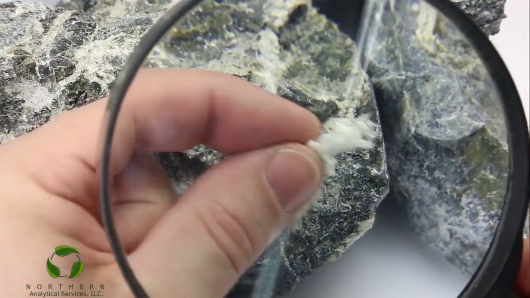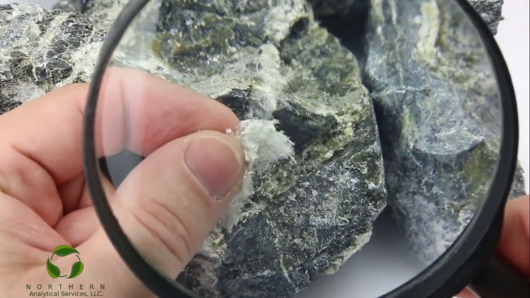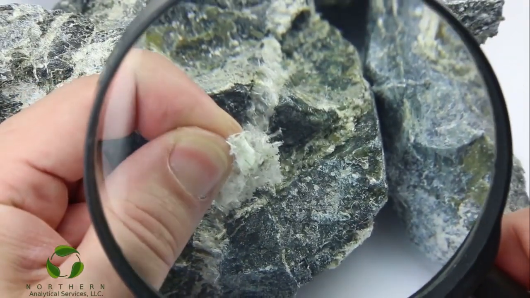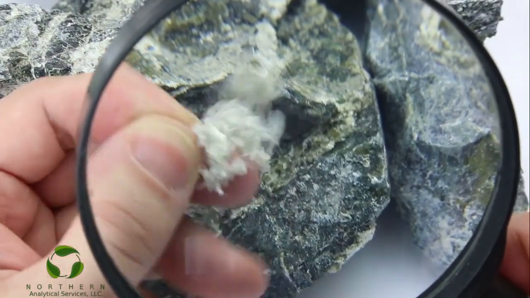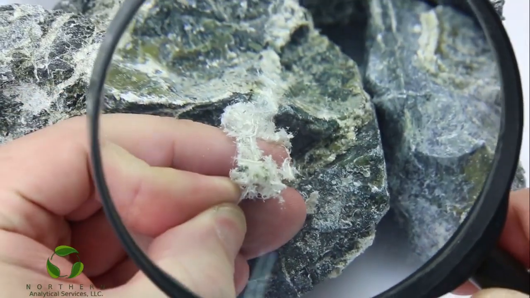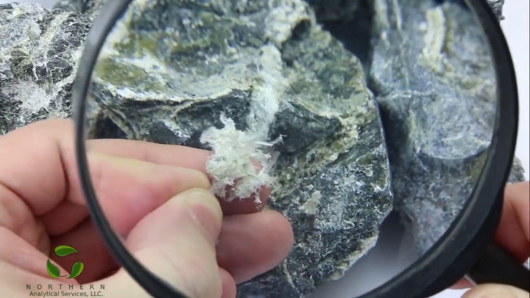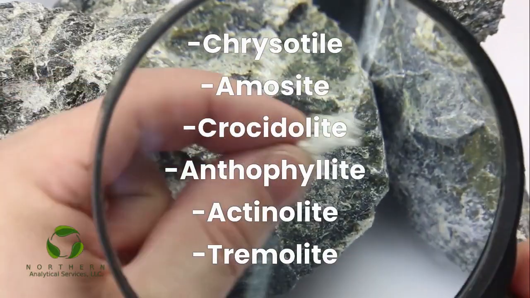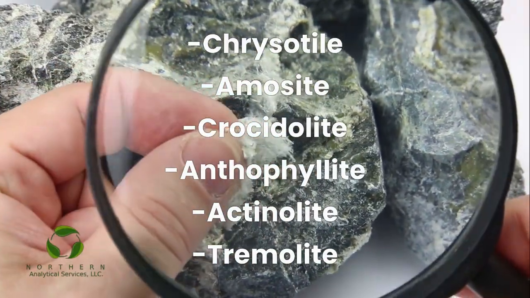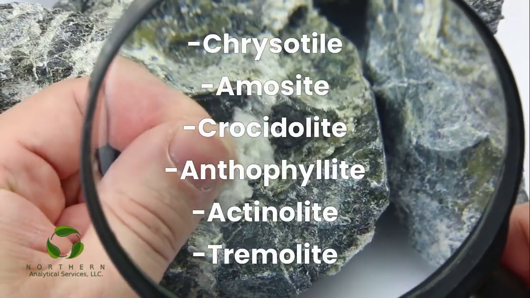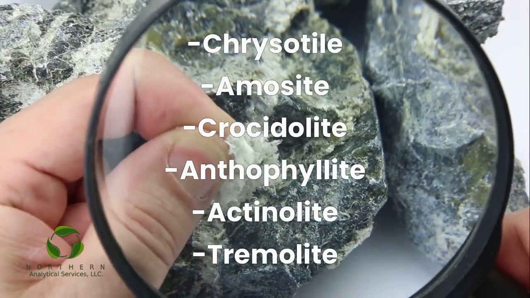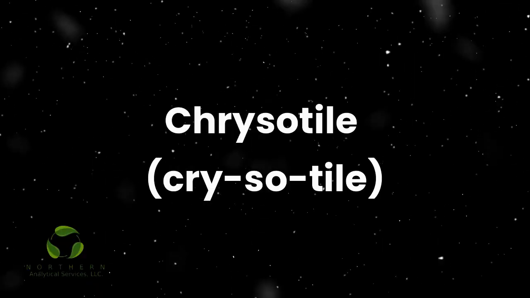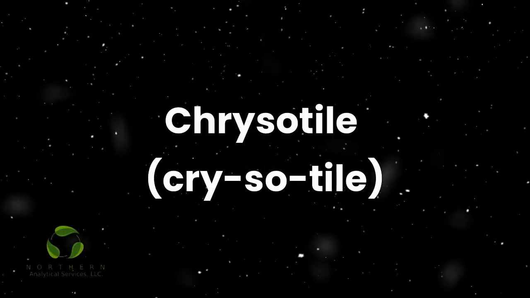The term asbestos is a generic designation commonly used to describe 6 types of mineral fibers that have been commercially exploited. These 6 fibers fall under either the serpentine or amphibole group: chrysotile, amosite, crocidolite, anthophyllite, actinolite, and tremolite. The first and most common form is chrysotile.